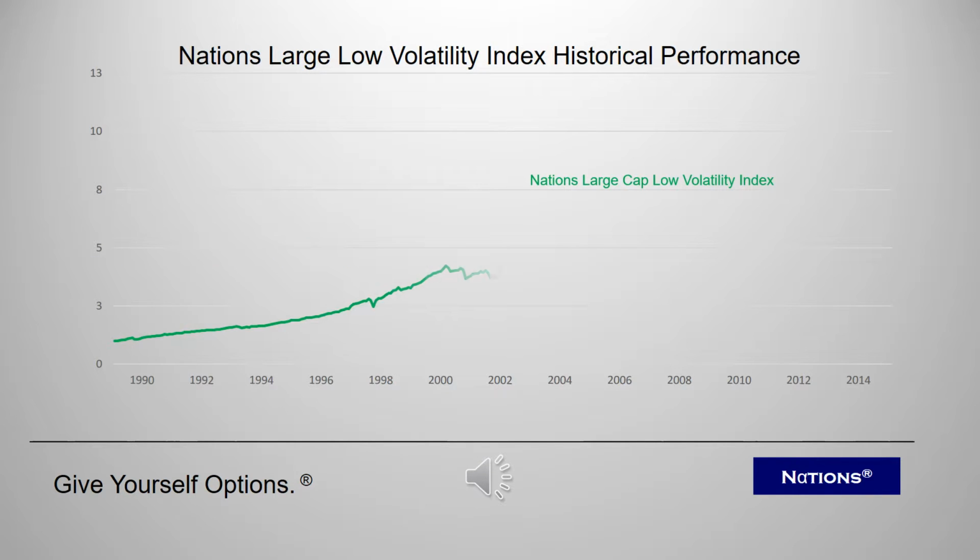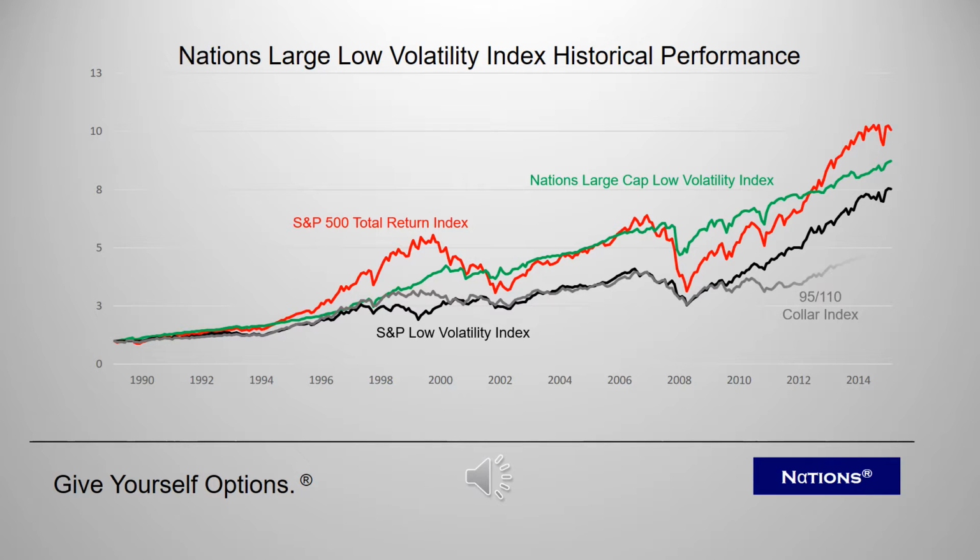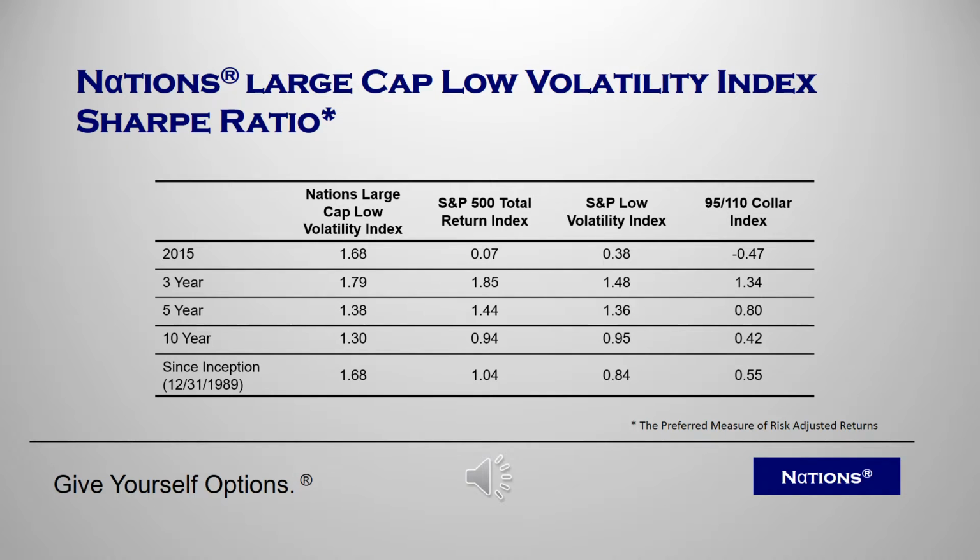The nation's large cap low volatility index has posted absolute return performance that is superior to the other major low volatility indexes. This includes the S&P Low Vol Index and the CBOE's 95-110 Collar Index. Low volatility indexes are intended to boost risk-adjusted returns, and on this basis, the nation's Low Vol Index significantly outperforms other indexes, including the S&P 500 Index, as well as the S&P Low Vol Index.